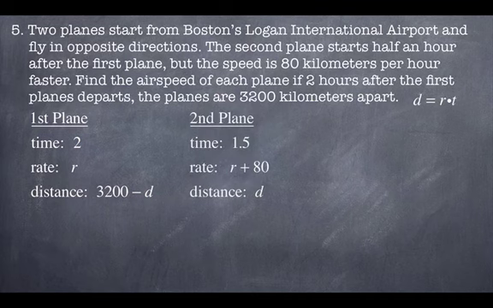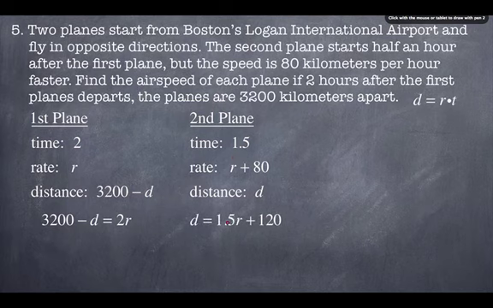So here's the second plane. Time is 1.5 hours. The rate is 80 kilometers faster than the first plane, so that's why it's r plus 80, and the distance is just d. Then I apply the formula, distance is equal to rate times time. I use the distributive property, and this is what you get.